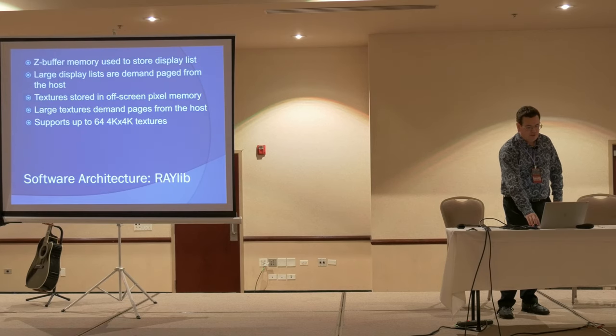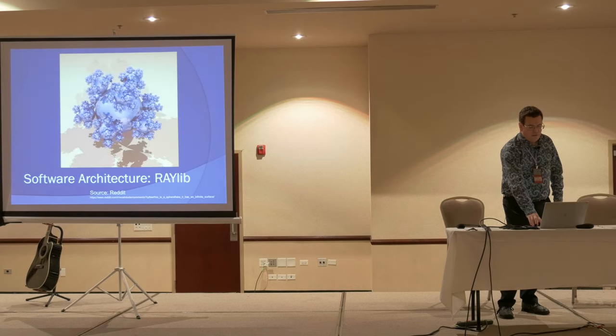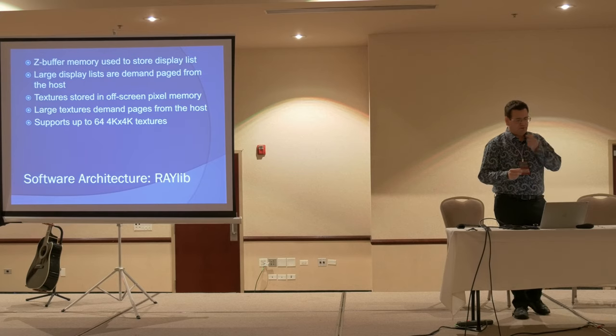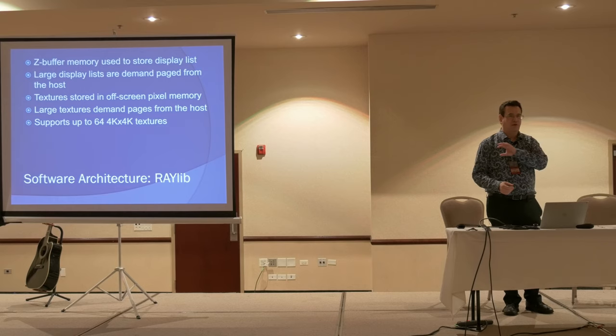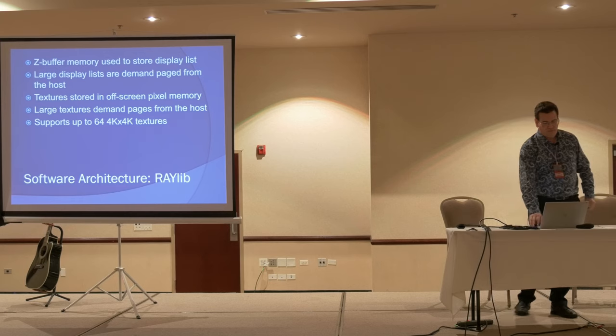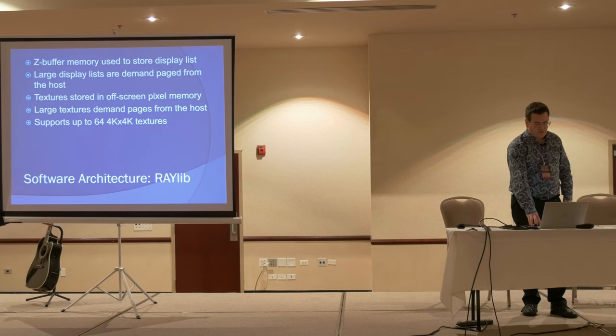What's kind of interesting about the ray tracing library is that ray tracing doesn't use Z buffers for hidden surface elimination, it uses ray surface intersections to figure out what's in front. So they just use the Z-buffer memory as a place to store graphic primitives because they're not going to use it as a Z-buffer. But it's a big chunk of memory that you've got sitting around per node, so it's handy to be using that for something.